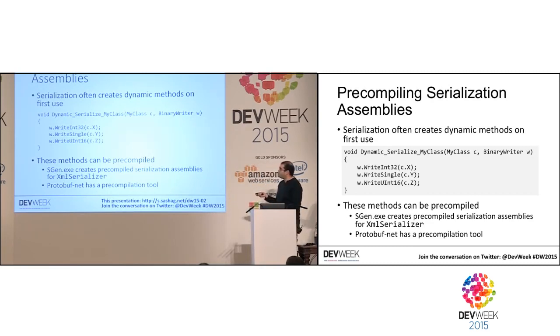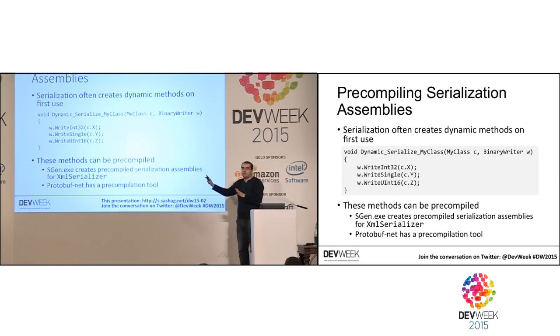For example, Protobuf, which is a really great Google library for data serialization, has a precompilation tool as well, which you can run in advance, and it will generate all the serialization code for you, so you don't have to pay for it at runtime. So some frameworks have it, some frameworks don't. And this is another piece of work that you can save at runtime. And this, again, affects warm startup because you're doing it every time. Every time you launch your application, you have to generate and compile these serialization assemblies.